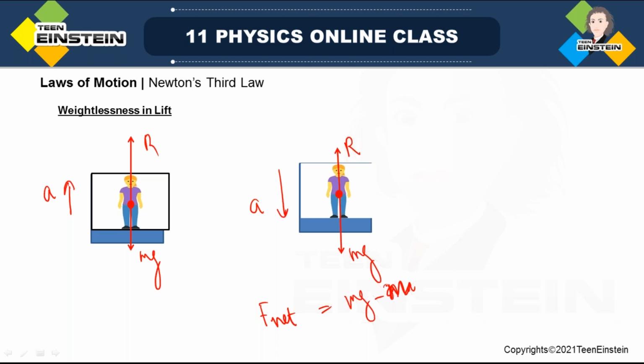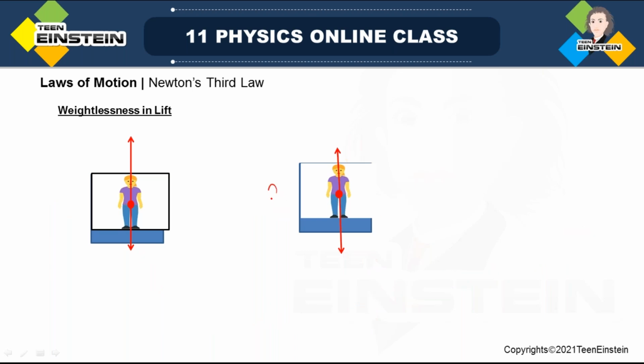Okay. So this is mg minus R. R is the reaction force, and F net is ma. So in this case, if I find out R, R will be mg minus ma. I'll just clean everything. Let me try it once again.